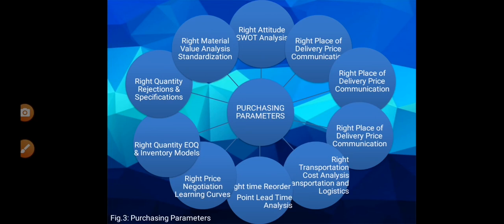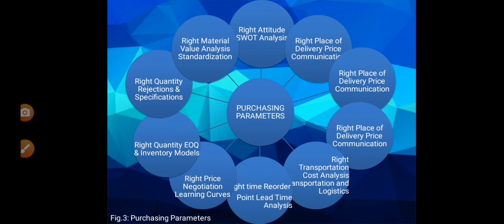So, first is the right price. It is the primary concern of any manufacturing organization to get an item at the right price. But the right price need not be the lowest price. It is very difficult to determine the right price. Generally, guidance can be had from the cost structure of the product.